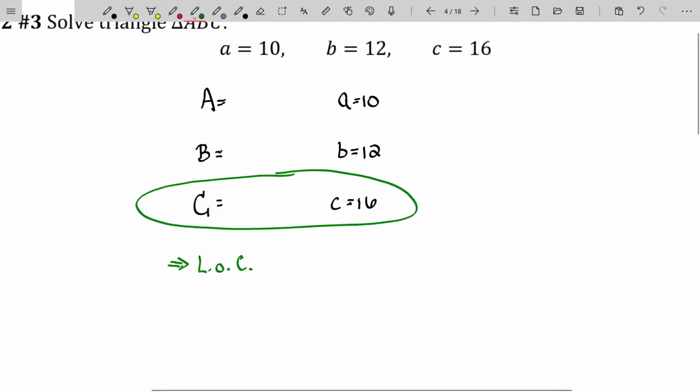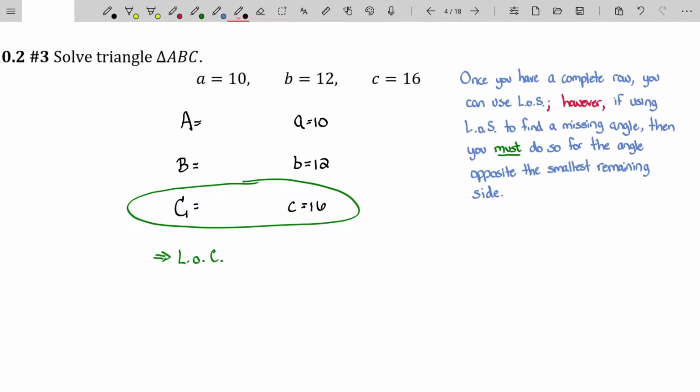So again, I just want to paste this over to the right. What we said before, which is once you have a complete row, you can use law of sines. However, if using law of sines to find a missing angle, which is what you're going to be doing, then you must do so for the angle opposite the smallest remaining side. And that's because sine inverse only returns acute angles.